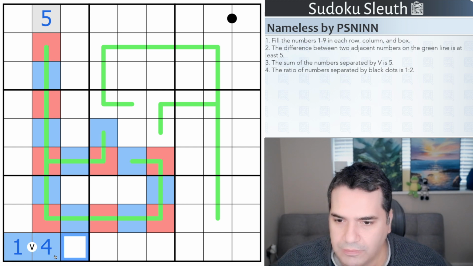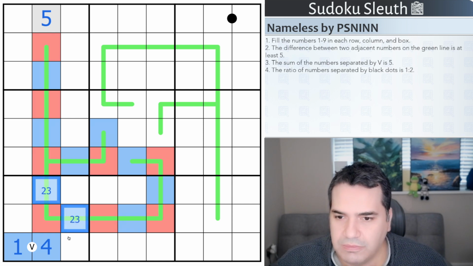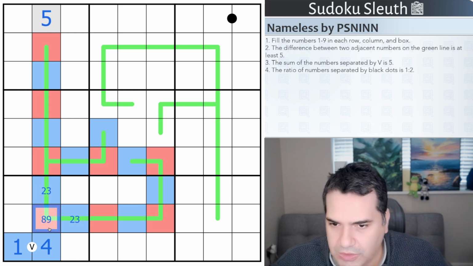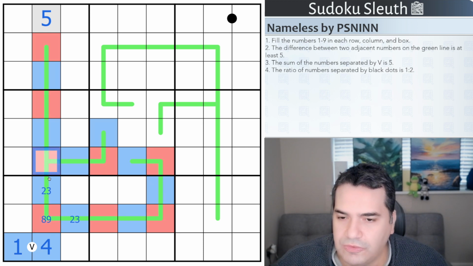4, 1. These are from 2 3s. This needs to be reasonably high to be able to actually be adjacent to the 3. So that's 8 or 9. Only place for a 6, mind you, is in here.